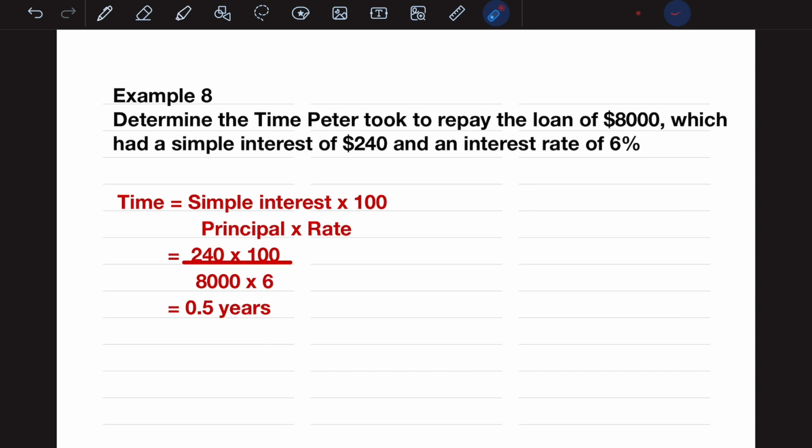Do we have the simple interest? Yes. Do we have the time? No, we have to determine the time. Do we have the interest rate? Yes. And do we have the principal? Yes. So we simply put those in and we will get 0.5 years. That's your answer.